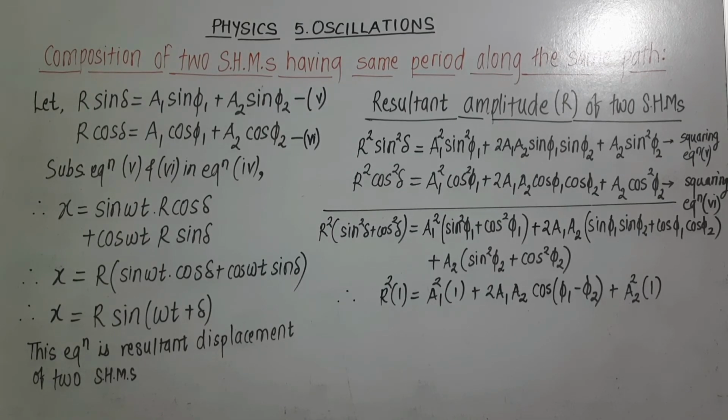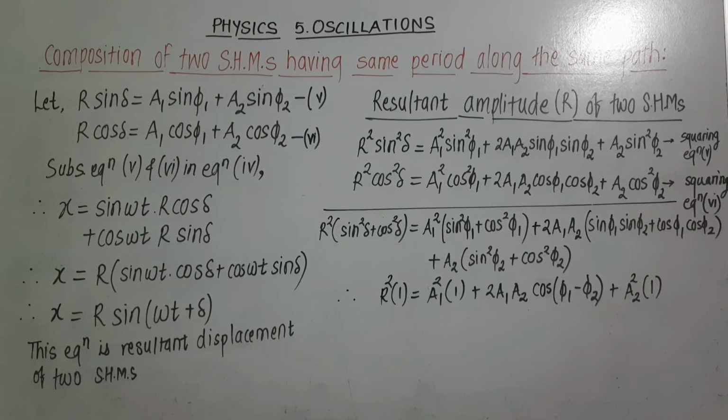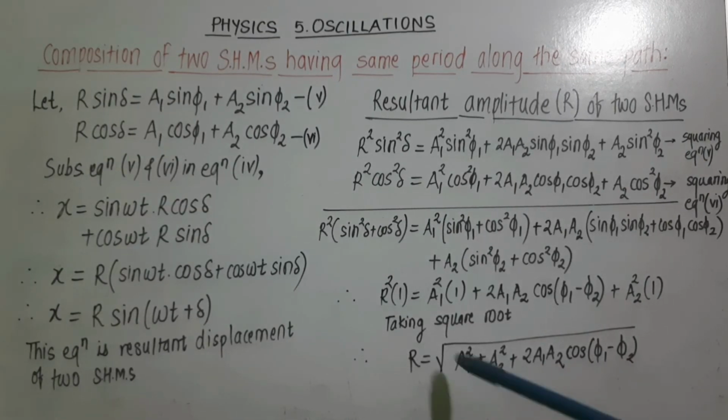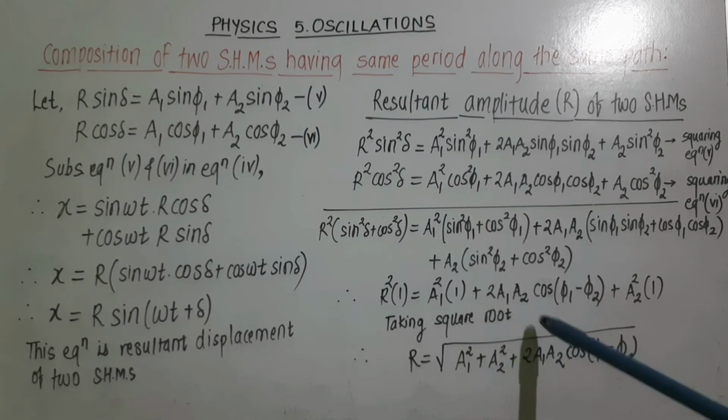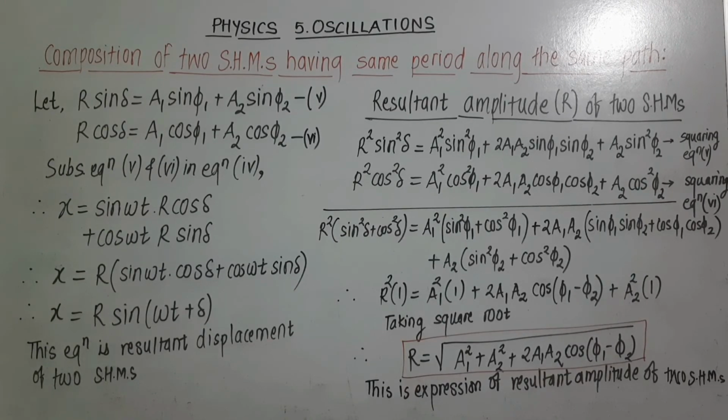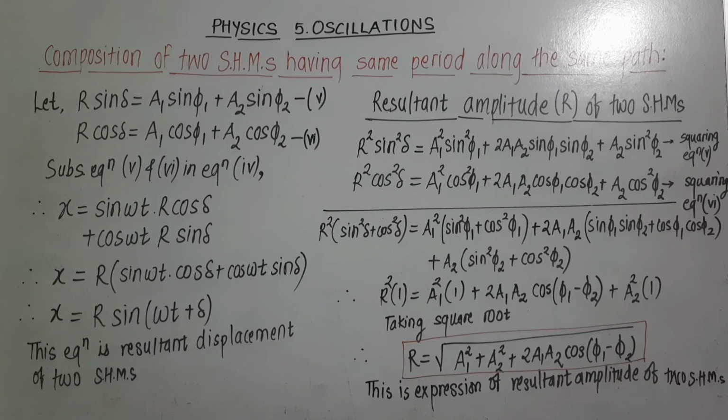Now taking the square root on both sides, we get the value of the resultant amplitude R. And R is equal to root of A1 square plus A2 square plus 2 A1 A2 cos of phi 1 minus phi 2. This is a very important formula to calculate the resultant amplitude. So in superposition of waves also we use this formula.